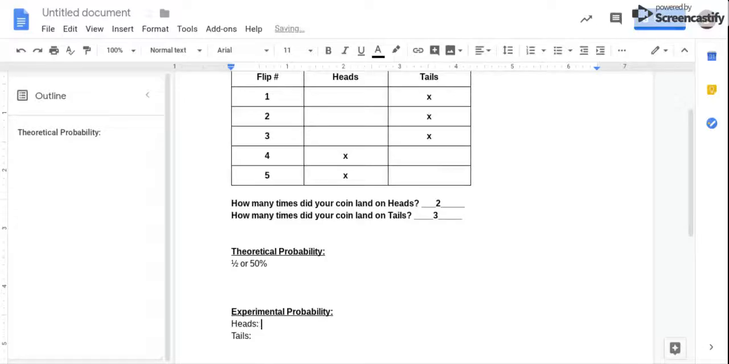My experimental probability is how many times I observed something over how many times I actually did something. So, for heads, I only flipped 2 of them, but I did it 5 times total. So my experimental probability for heads is 2 out of 5, or 40%.